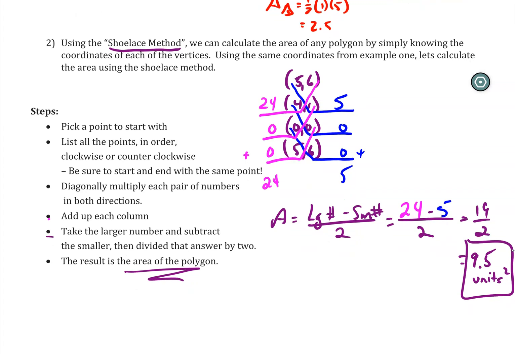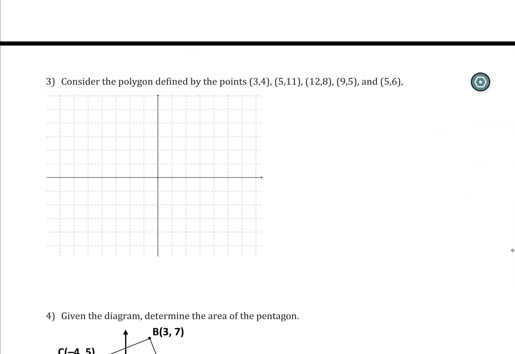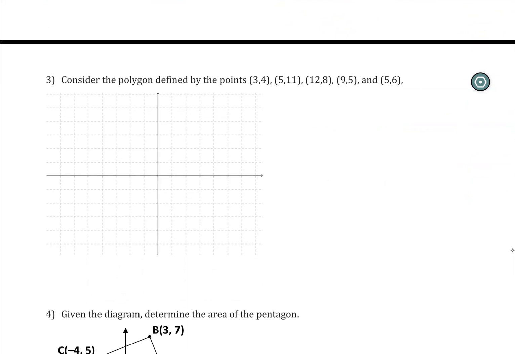So let's take an opportunity to try that again using another one. So I'm going to come over here. Let's plot these points. Just for argument's sake, I'm going to label all of these points with names just so it's easy to describe. So we've got 3, 4. I've got 5, 11.